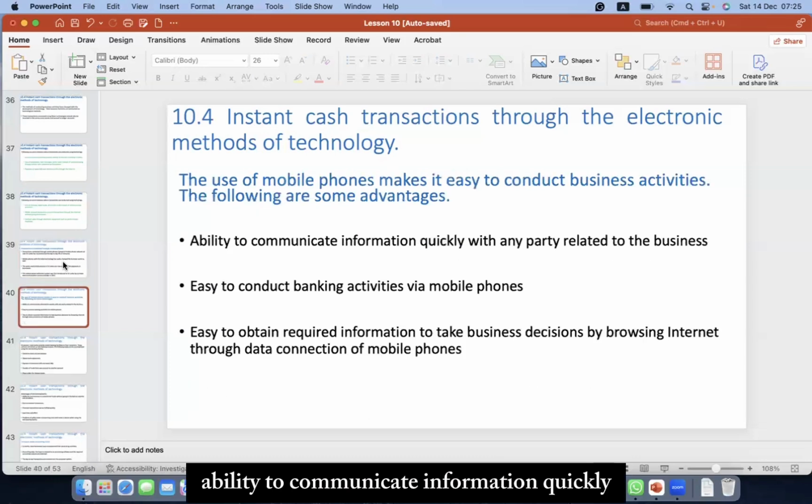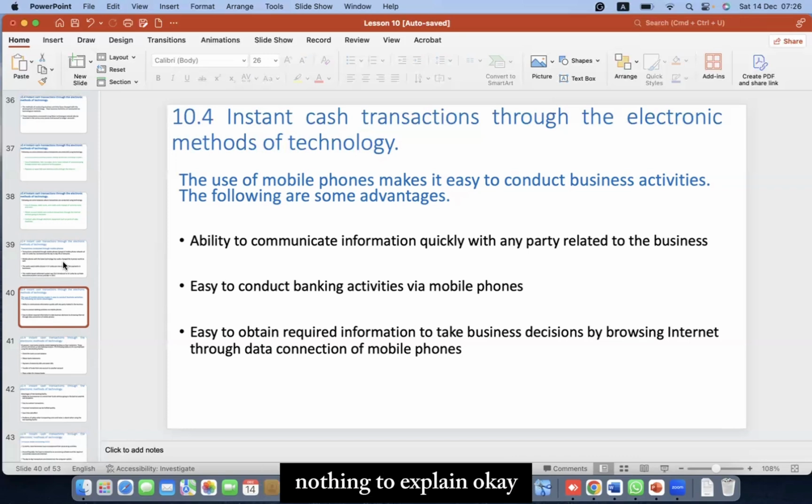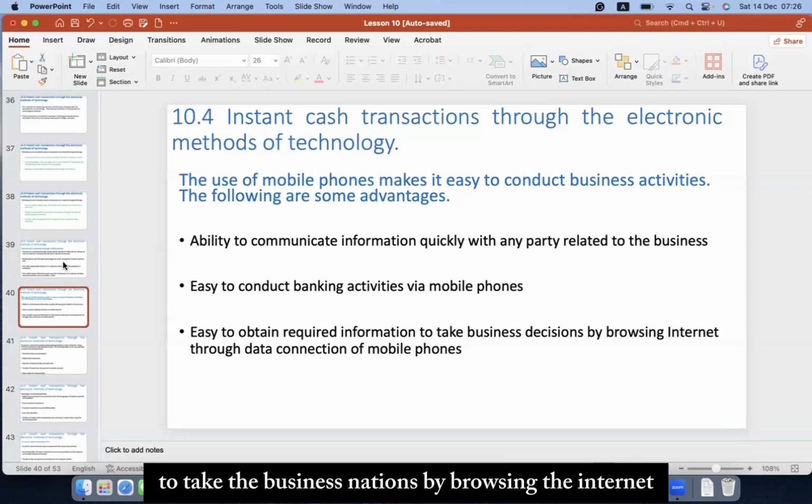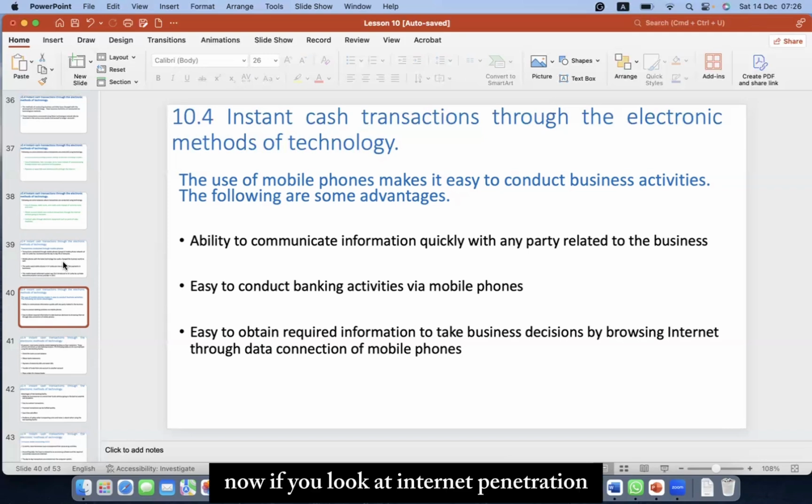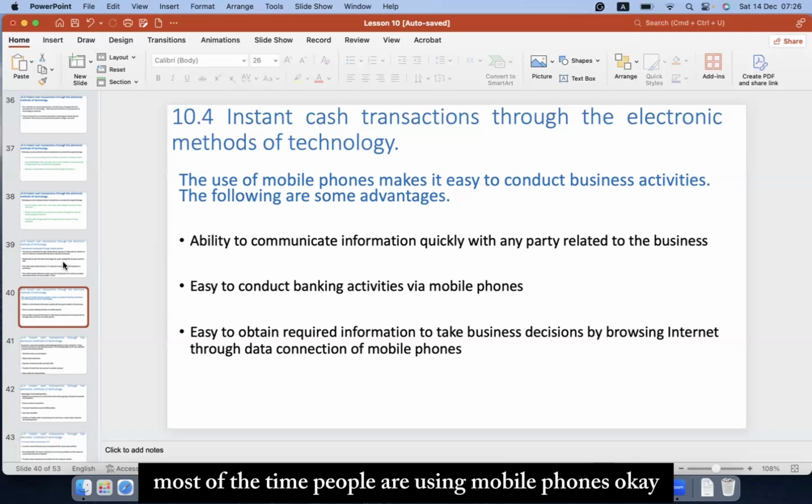Then the ability to communicate information quickly with any party related to the business, and the ease of conducting business activities via mobile phones. Those things are well known, nothing to explain. Okay. It is easy to obtain the information required to make business decisions by browsing the internet through the data connection of mobile phones. Now, if you look at internet penetration, most of the time people are using mobile phones.